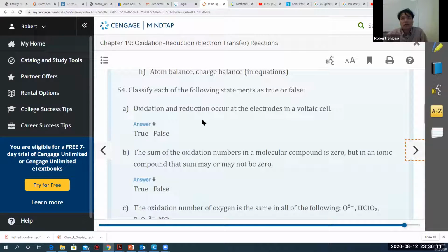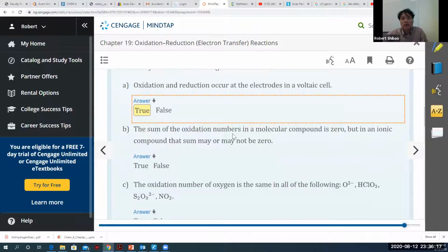True or false? Oxidation and reduction occur at the electrodes in a voltaic cell. That's true. The sum of the oxidation numbers in a molecular compound is 0, but in an ionic compound, that sum may or may not be 0. Moleculars are supposed to be neutral. Ionic compounds are supposed to be neutral. So both of these should go to 0. But in ions, it need not be 0.